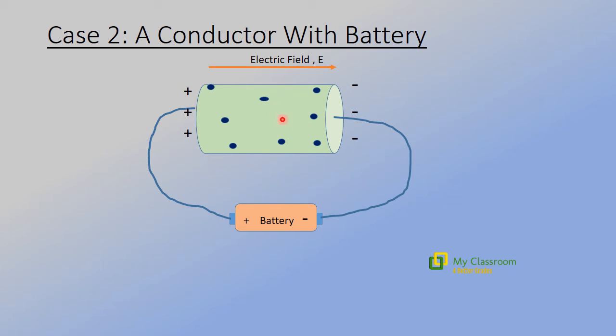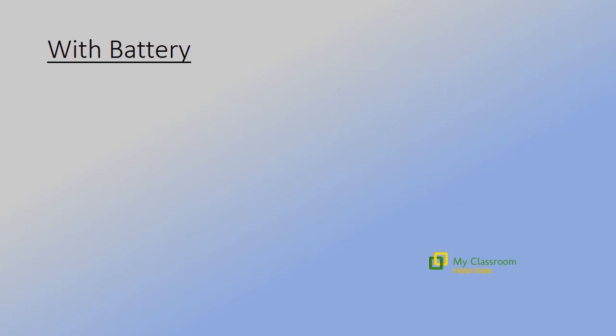If we assume these as electrons, these electrons would be drifting towards the positive terminal. That is, there will be a net velocity in this case. So initially we said that the net velocity of the free electrons in a conductor which is not subjected to an electric field was 0. Now the net velocity of electrons in a conductor which is subjected to an electric field will not be 0. There will be a net velocity. Let's check this in detail.